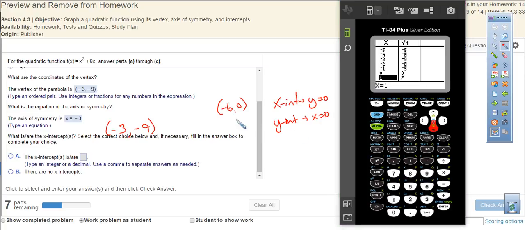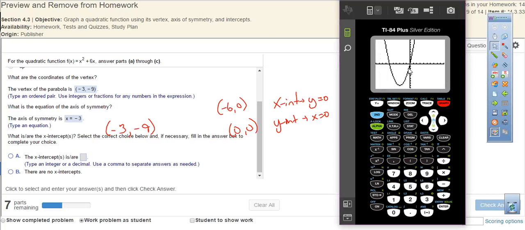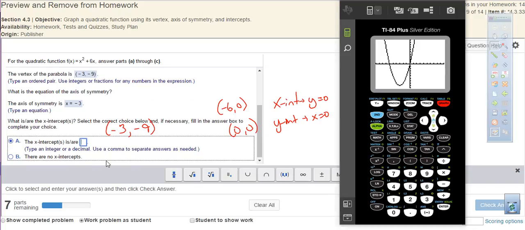So 0, 0 actually is a double whammy. 0, 0 is actually a y-intercept and an x-intercept. If we go back to our graph and look at it, that makes sense because it passes through both the x and the y at the same spot. So come back to our guy right here. They're asking for our x-intercepts. So we say negative 6, comma 0, comma, and the directions tell you right there, use a comma to separate your answers, and 0, comma 0.